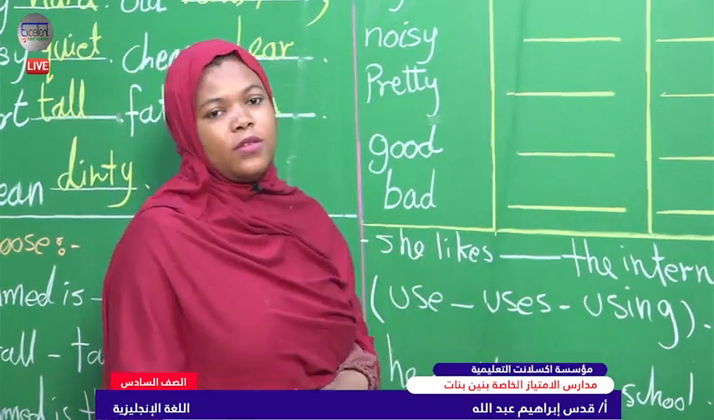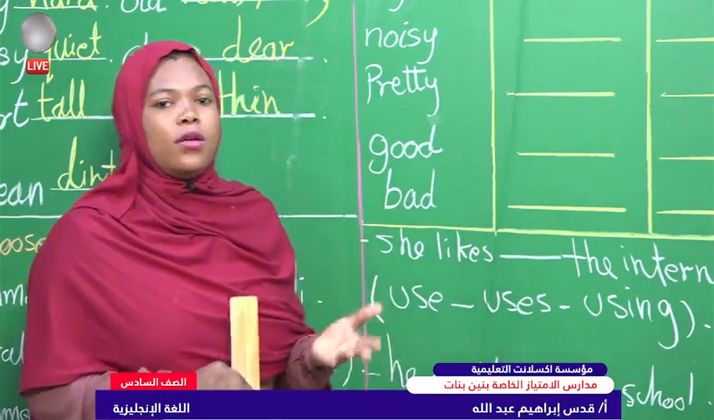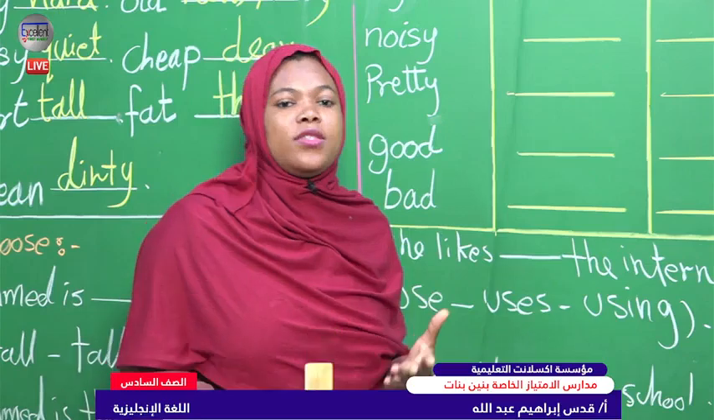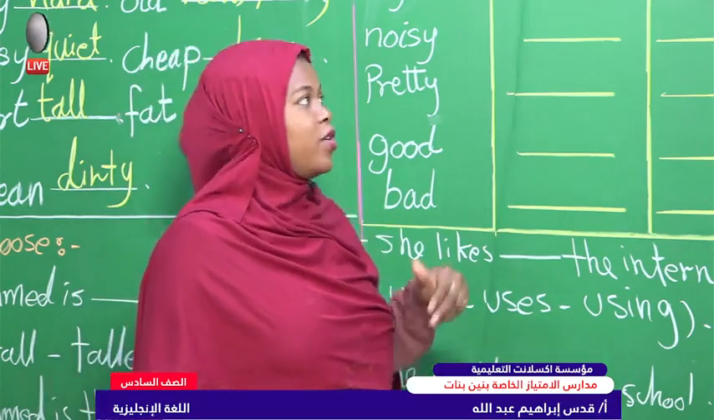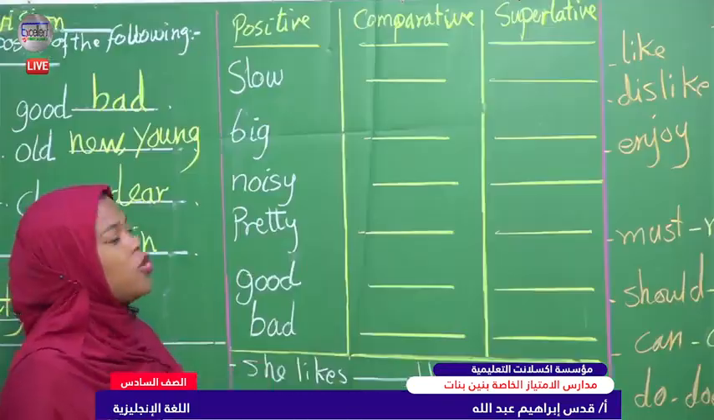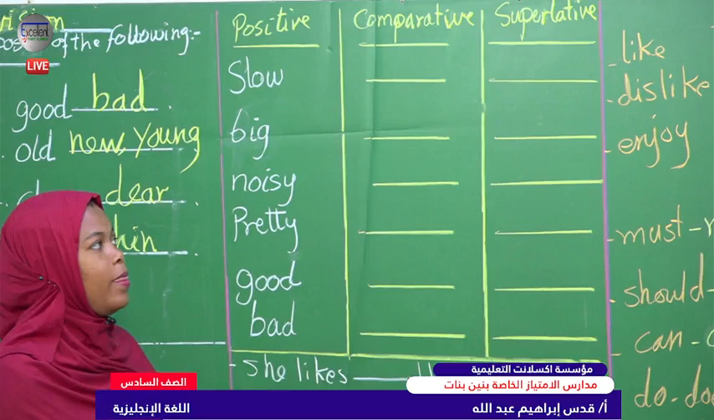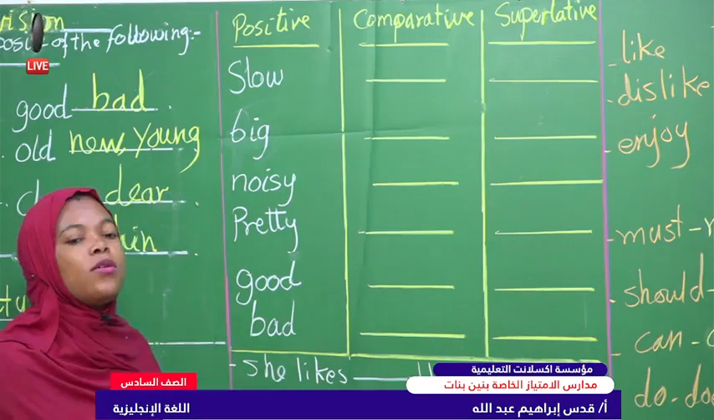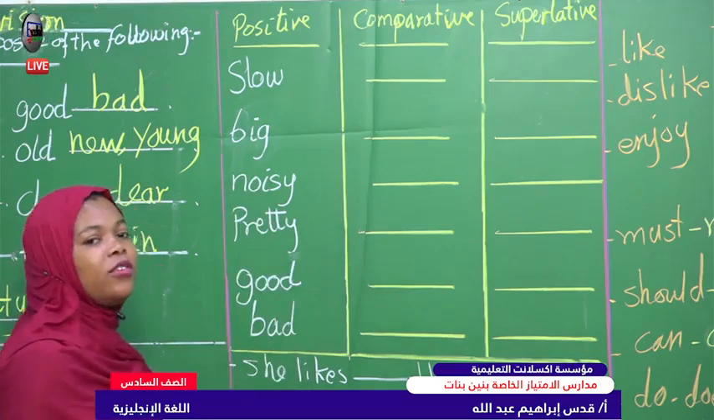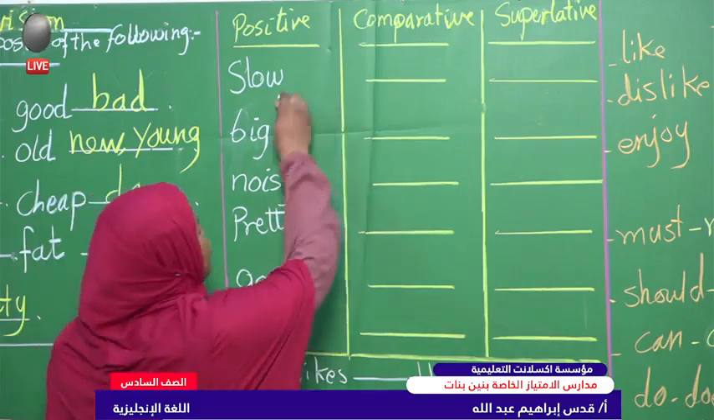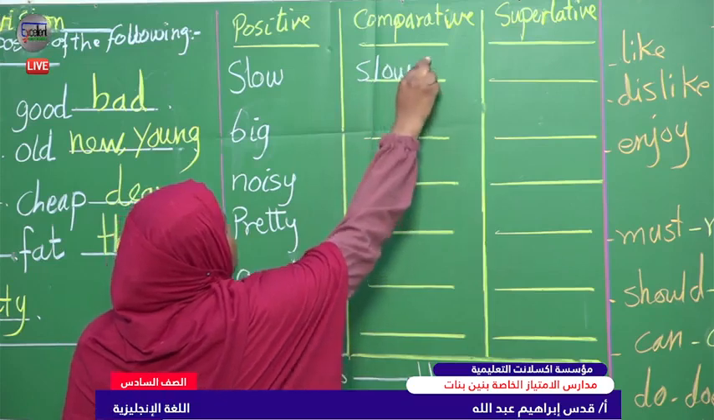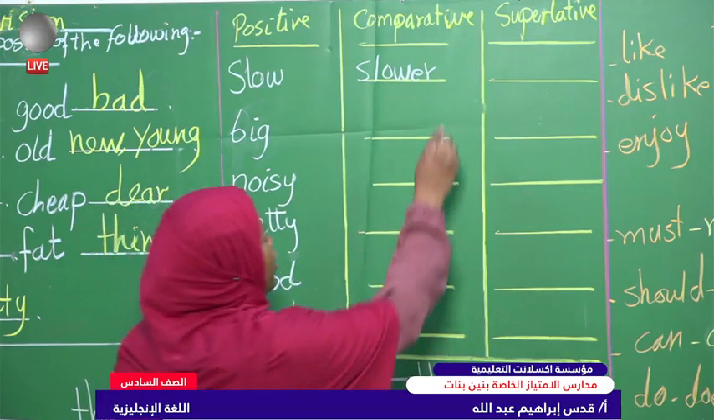What's the meaning of comparative? Comparative means المقارنة. How can I use this adjective to make a comparison between two things? كيف أستخدم الصفة عشان أقارن بين حاجتين؟ For example, I want to compare between two things using the adjective slow. In the comparative, slow becomes slower than. I add er at the end of the adjective and then put the word than after it. Slow becomes slower. You see, I add er. Slower than.